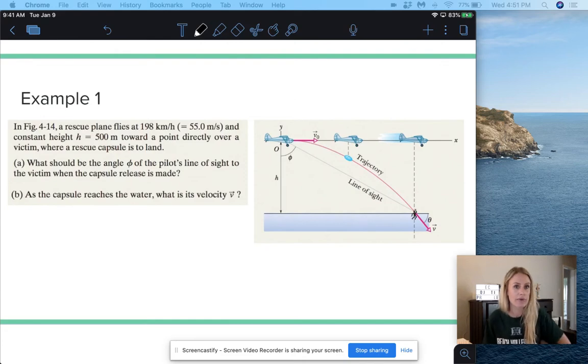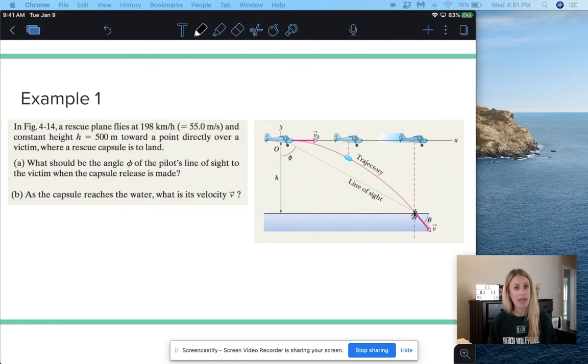Right, so let's do an example. So we have in this figure right here, a rescue plane flies at 198 kilometers per hour, which is 55 meters per second, and constant height h, which is equal to 500 meters, toward a point directly over a victim where a rescue capsule is to land.